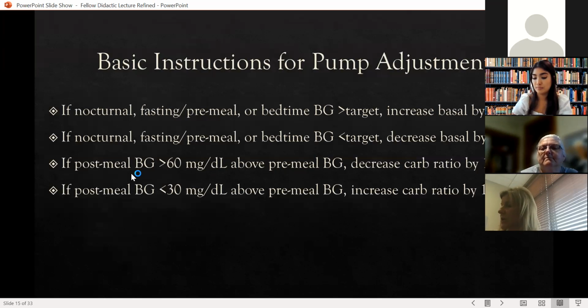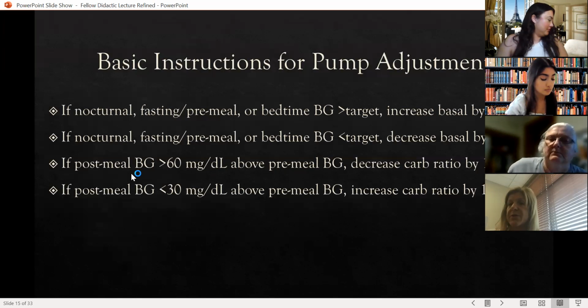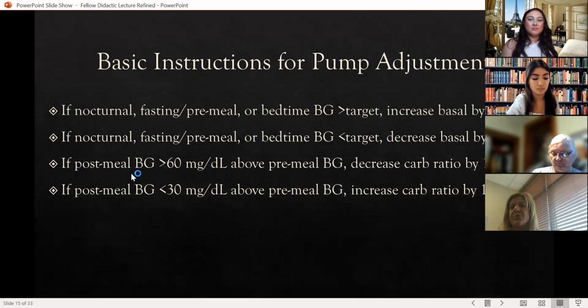The 10% I encourage people to utilize when you're just trying to do some baby changes, or your patient's nervous about overnight loads, or you just want to do slight changes. But 20% is where you're going to feel that the change has been made, and they're going to see a pretty good improvement. So think of 10% as a slight change, and 20% as a greater change. If post-meal blood sugars are greater than 60 above goal, then you're going to decrease your carb ratio. And if they're less than 30 above goal, then you're going to increase your carb ratio.